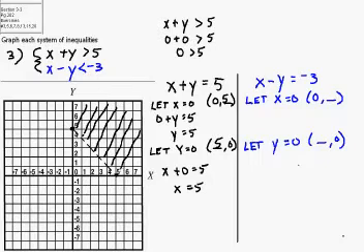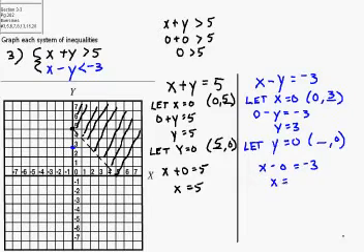Okay. Now let's go ahead and do the same thing with this equation. Here I'm going to let x equal 0. So I have 0 minus y equals negative 3. Therefore, y is equal to 3. So I have 0, 3. 0, 3. Do a dot right there. Now I'm going to let y be 0. So now I have x minus 0 equals negative 3. So x is equal to negative 3. So my other point is negative 3, 0.